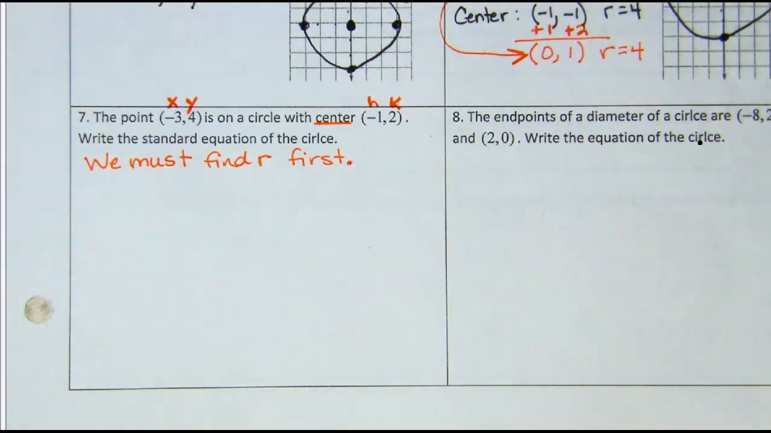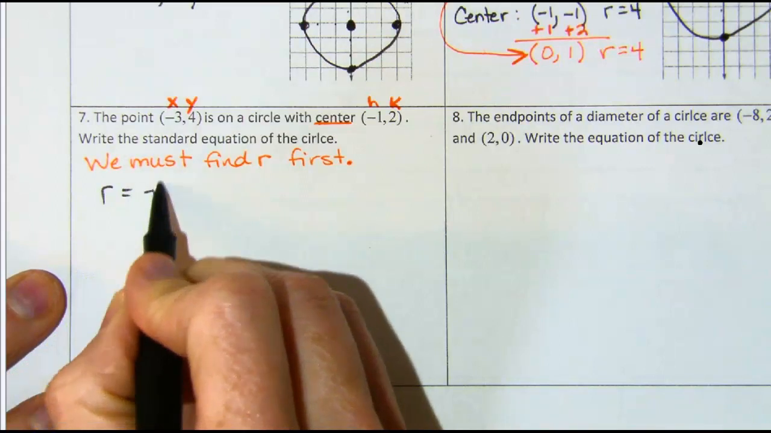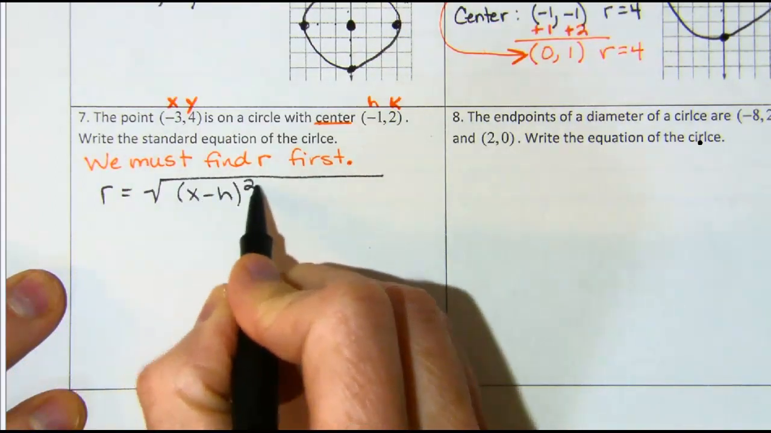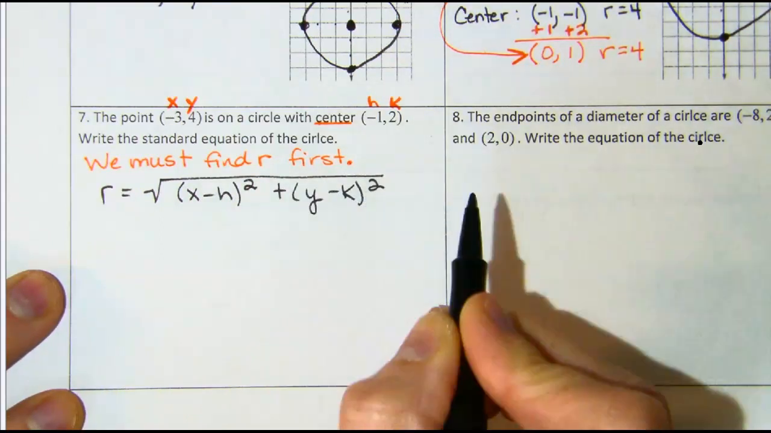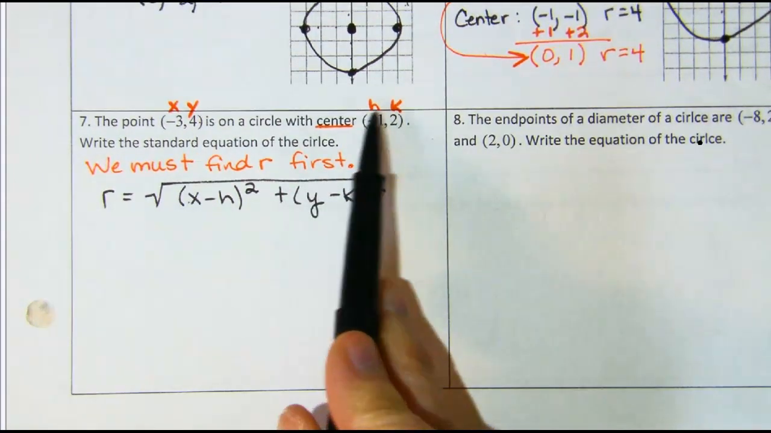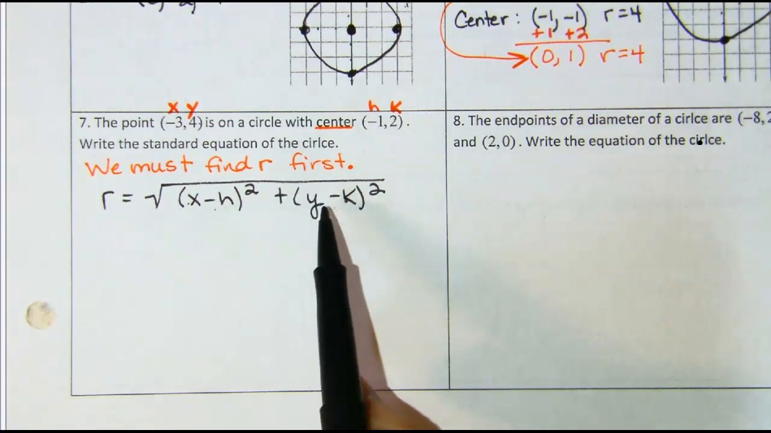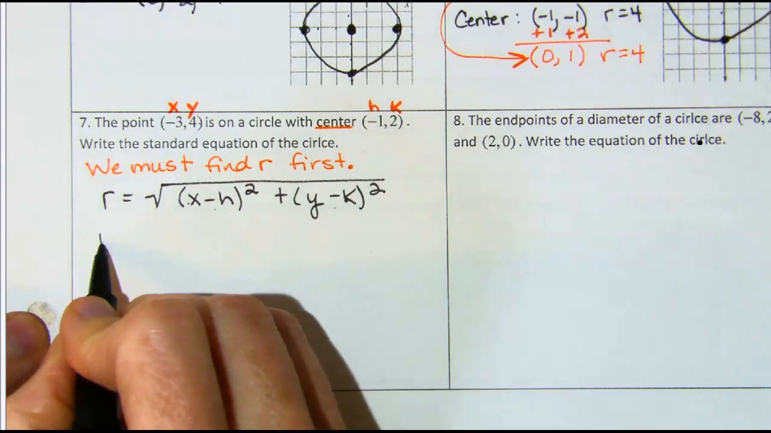Well, remember when we started, there were 5 variables in the equation. So what we are going to do is look at the equation. This is what we are dealing with. This is our standard form of a circle. So we have an x and a y here. We have an h and a k here. Well, if we plug those 4 variables in, that's going to tell me r. So that's the first thing we're going to do.